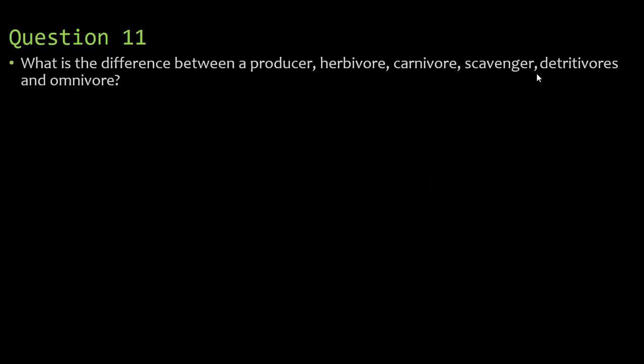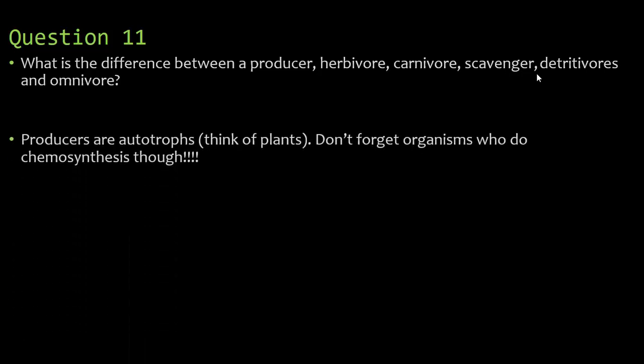Number 11. What is the difference between a producer, a herbivore, a carnivore, a scavenger, a detritivore and an omnivore? Okay, so we got a whole list of things here, and you need to know what they are. So let's start with the producers, the primary producers. They're autotrophs. Think of plants. Now, don't forget about the organisms that do chemosynthesis, though. These are not plants. They don't use sunlight. They use chemicals, which is why it's called chemosynthesis.